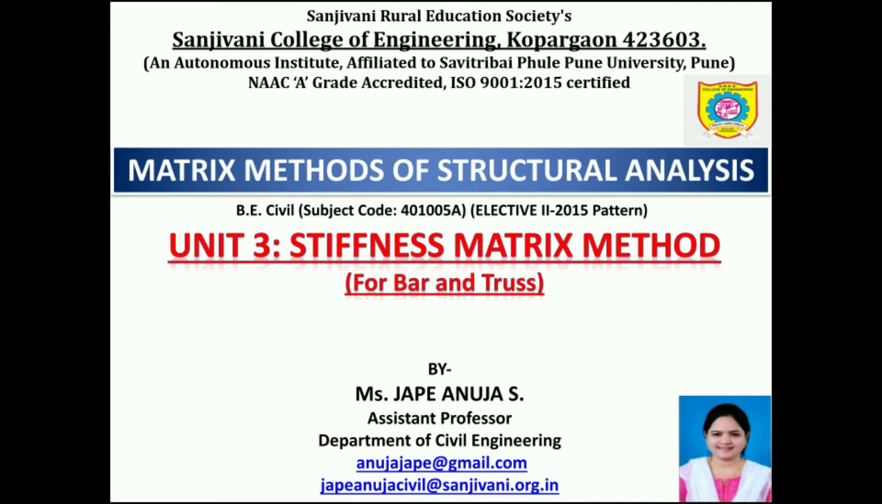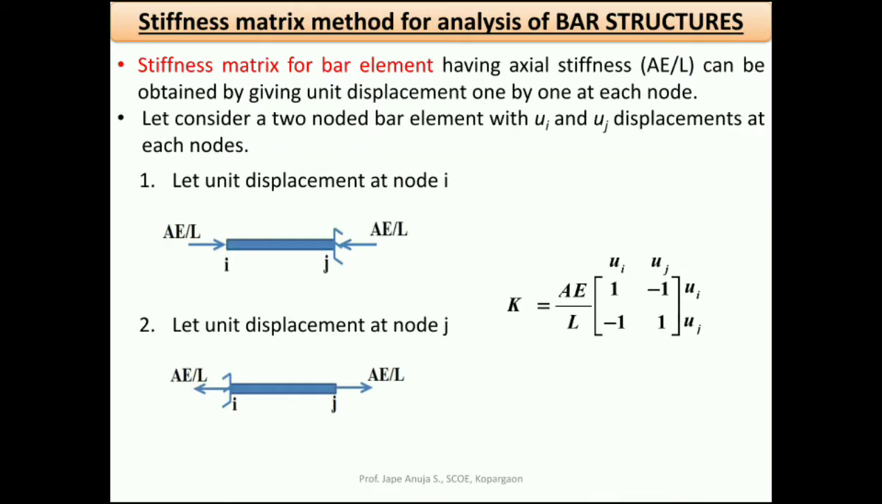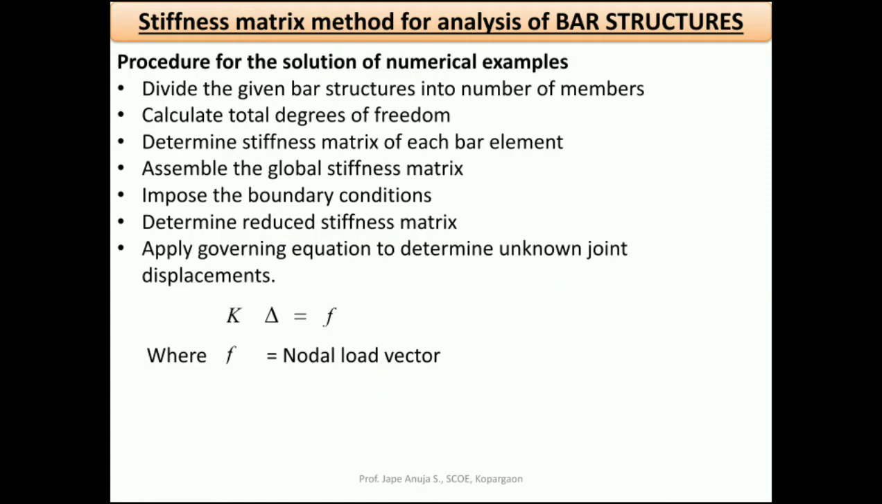Now in this video, we'll solve some examples of bar structure using the stiffness matrix method. In the last 3 videos, we have discussed the stiffness matrix of bar structure, that is K equal to AE upon L times [1, -1; -1, 1], and also the procedure for the solution of a numerical example. In the third video, we have solved one example according to the procedure given here. Now let us solve some more examples.